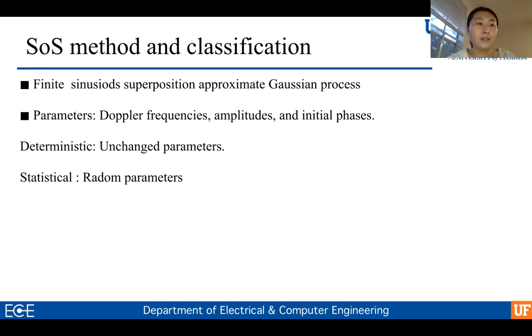So what are the SOS methods and how do we classify them? The SOS method is a finite sum of sinusoids, a superposition that approximates a Gaussian process. Classification depends on the parameters: the Doppler frequency, Doppler amplitude, and initial phase. It can be divided into two types of model. The first one is the deterministic model, which has unchanged parameters. The second one is the statistical model, which has random parameters.